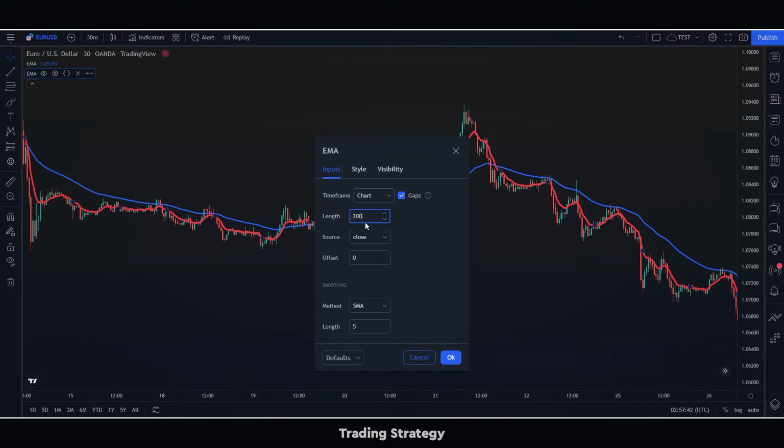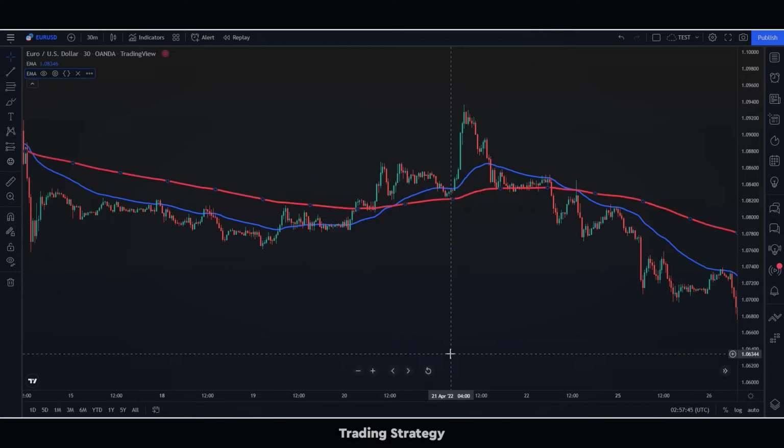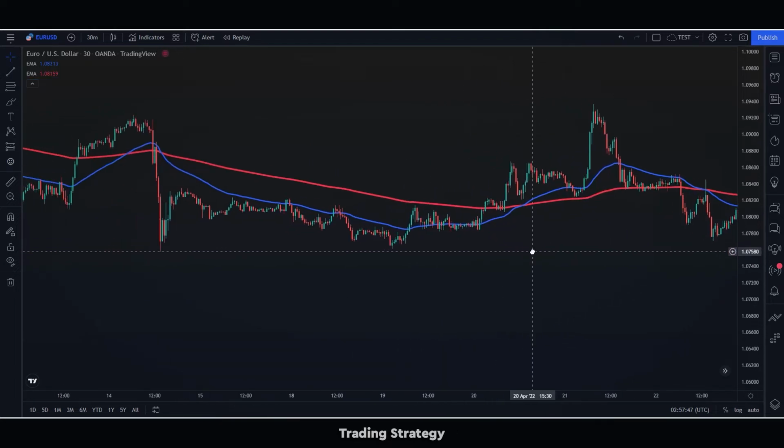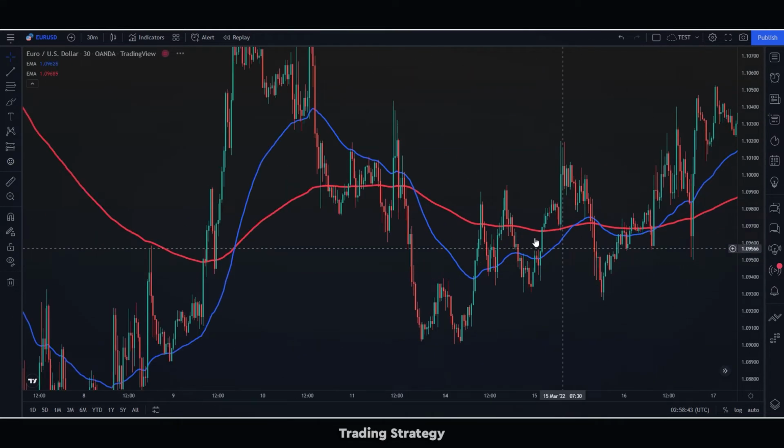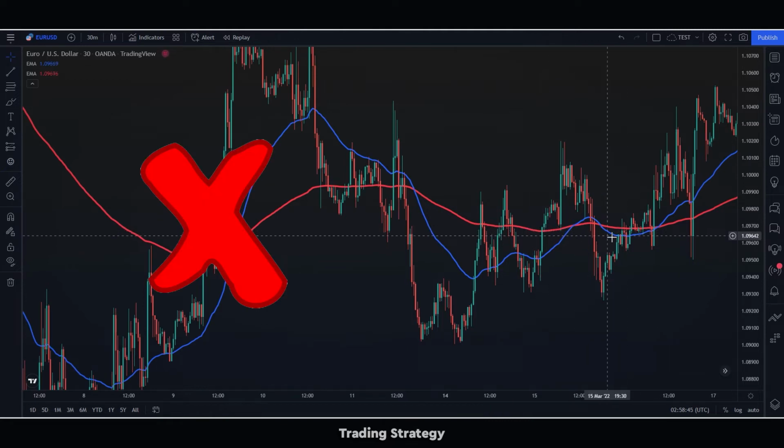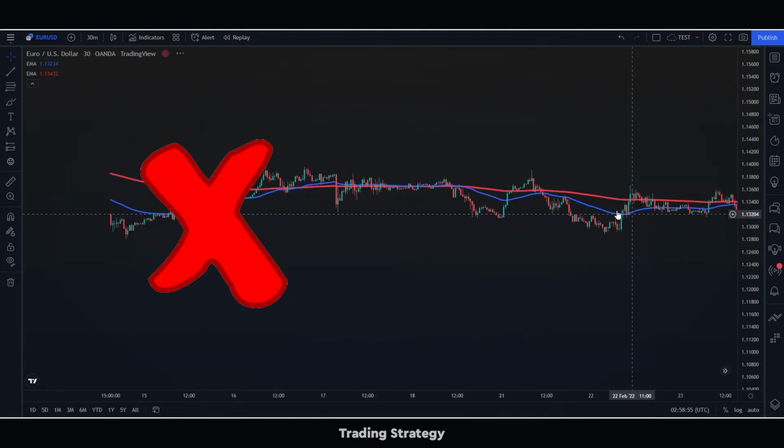The next thing we will have to do is look at the price. If the price is above the 200 EMA, we will only open purchase operations. Instead, if the price is below the 200 EMA, we will only open short trades. We have to pay attention to whether the 200 EMA has an upward or downward slope. We do not want to trade at times when the 200 EMA is flattened.